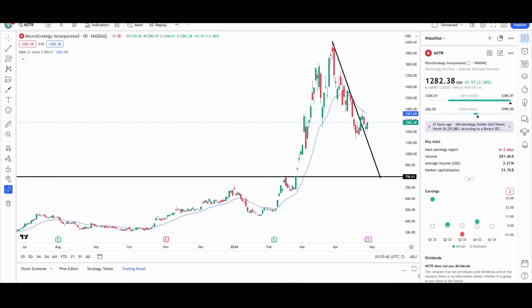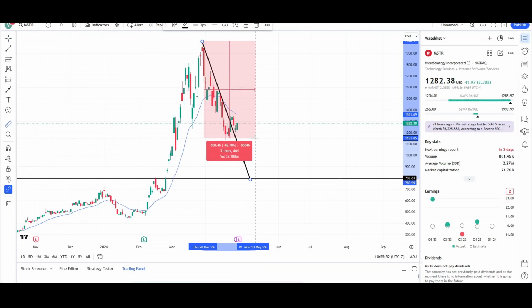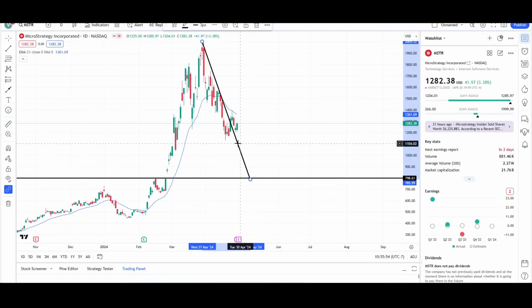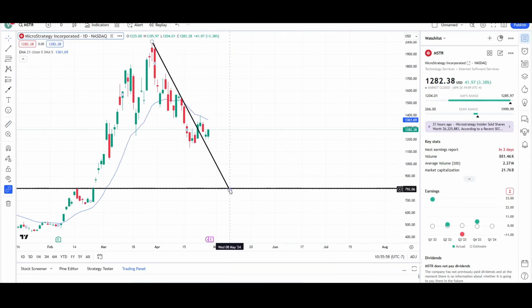I will first be going over what I see on the daily chart and finish the video off with the weekly chart. So MicroStrategy basically hit the $2,000 level, dropped quite a bit already, about 42%, 43%, before seeing a short-term bounce. Looks like price was able to break through this downward trend line right here, which shows a loss of momentum by the bears.